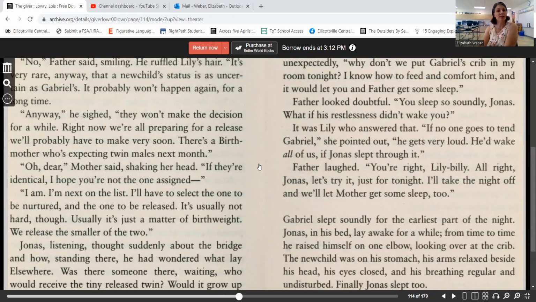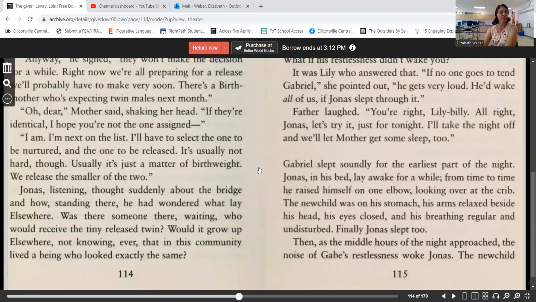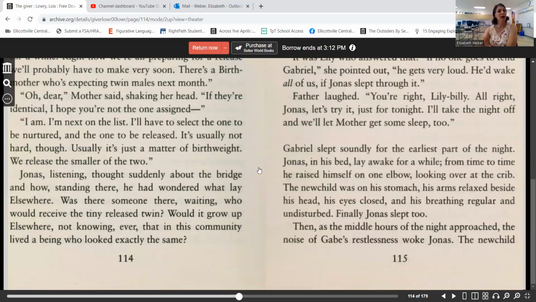There's a birth mother who's expecting twin males next month. Oh dear, Mother said, shaking her head. If they're identical, I hope you're not the one assigned. I am. I'm next on the list. I'll have to select the one to be nurtured and the one to be released. It's usually not hard though. Usually it's just a matter of birth weight. We release the smaller of the two.